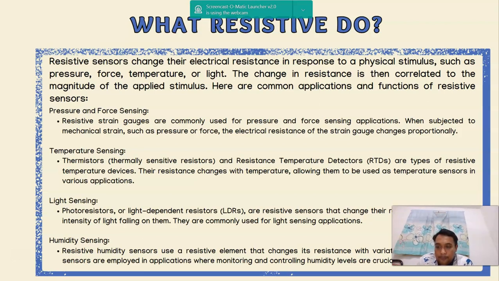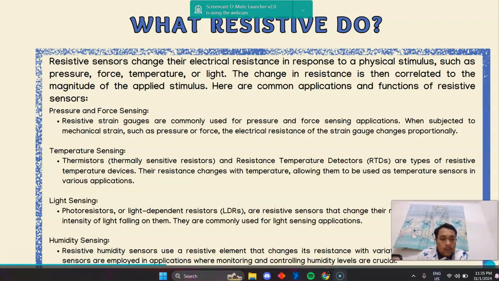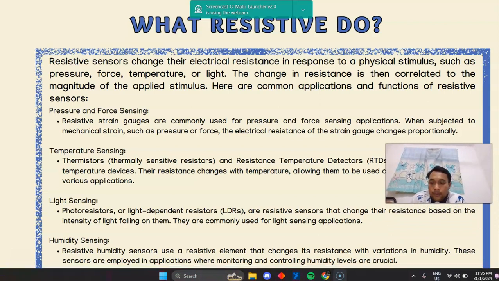Third is light sensing. Photoresistors or light dependent resistors, LDR, are resistive sensors that change their resistance based on the intensity of light falling on them. They are commonly used for light sensing applications. Last is humidity sensing. Resistive humidity sensors use a resistive element and change its resistance with variation in humidity. These sensors are employed in applications where monitoring and controlling humidity levels are crucial.